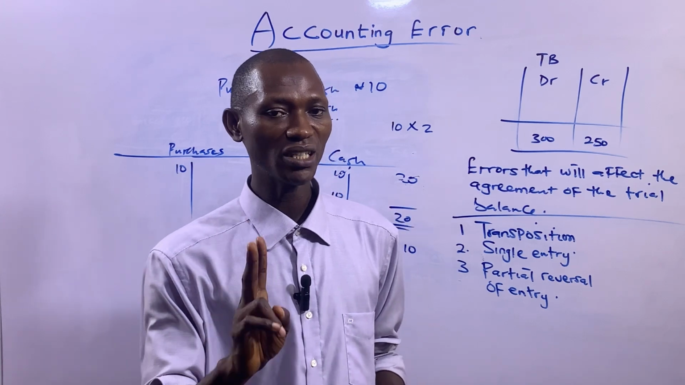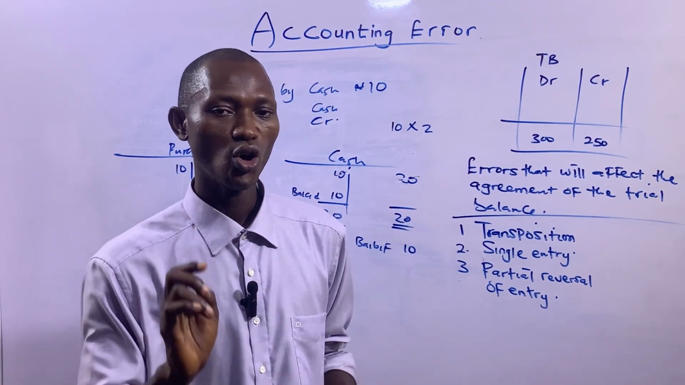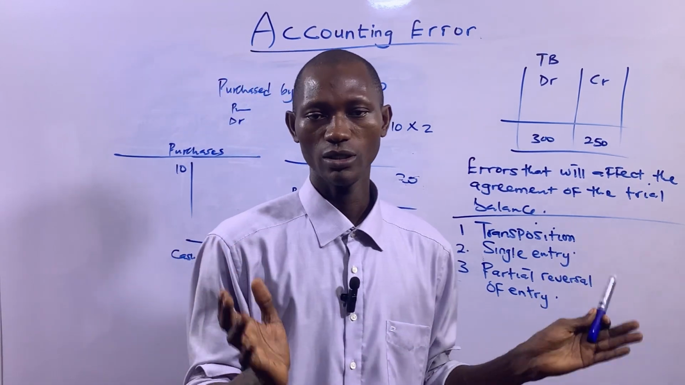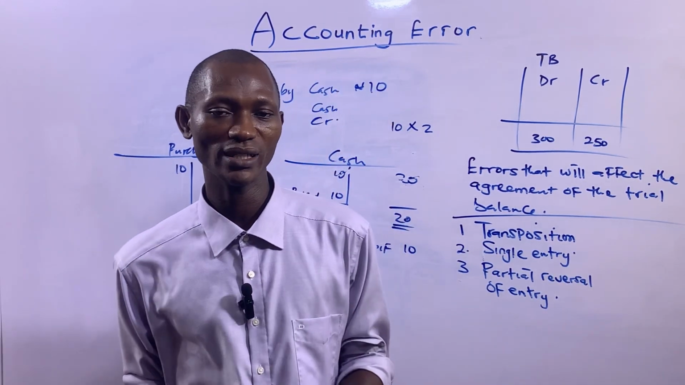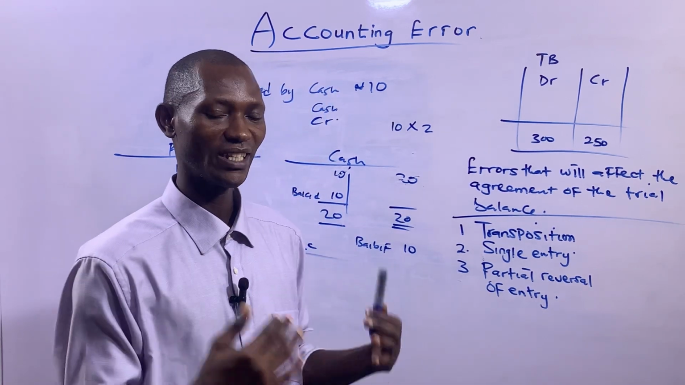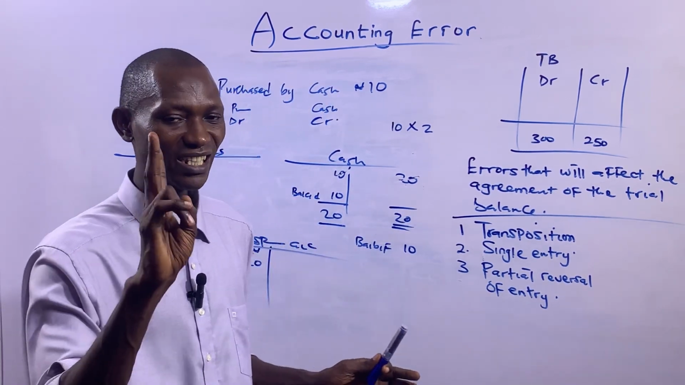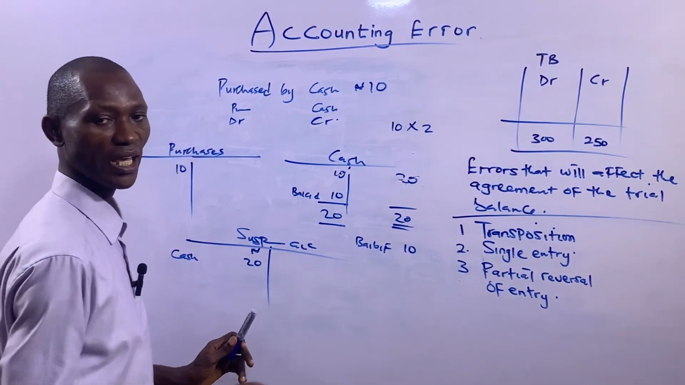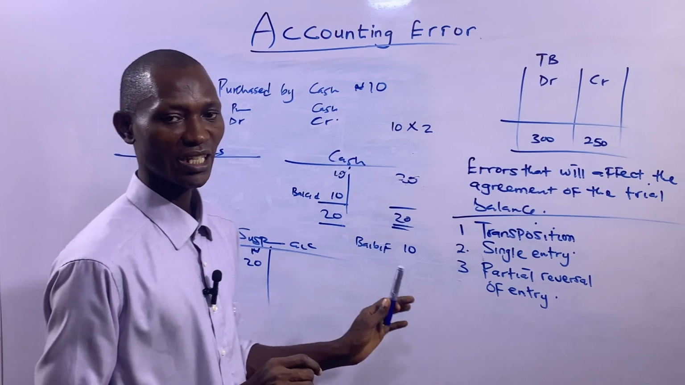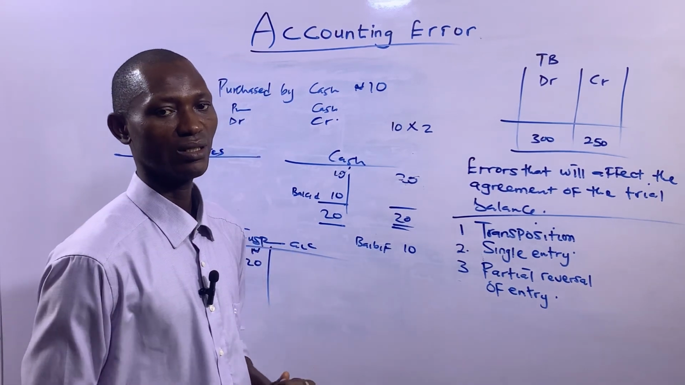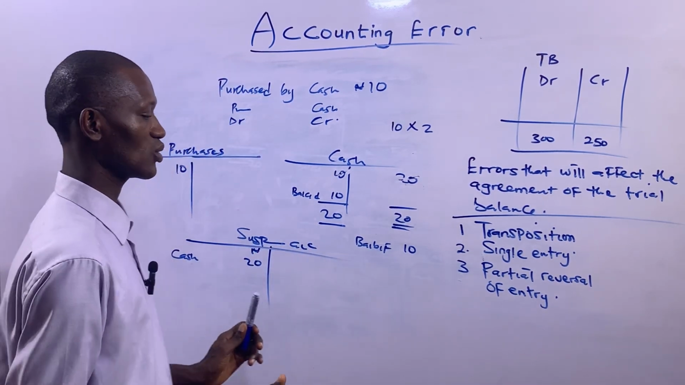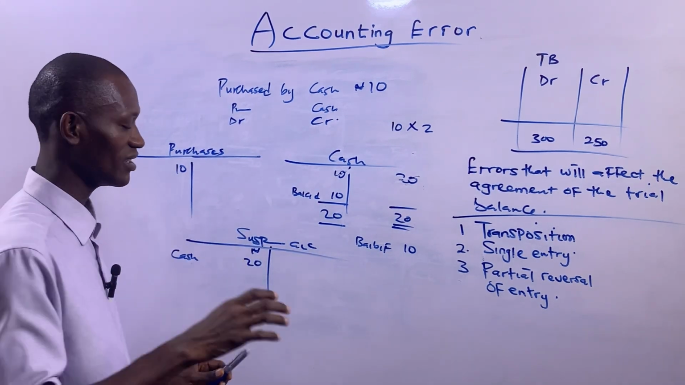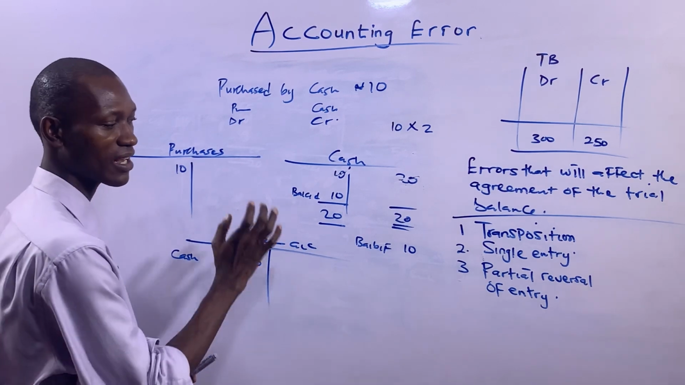It's either you have debited two accounts twice or you have credited two accounts twice. That means you are debiting twice or crediting twice instead of one debit and one credit. So you are debiting twice or crediting twice in a single transaction. That error is called error of partial reversal of entry. I hope that is understood. Any error that affects the agreement of the trial balance, we find its destination in the suspense account.